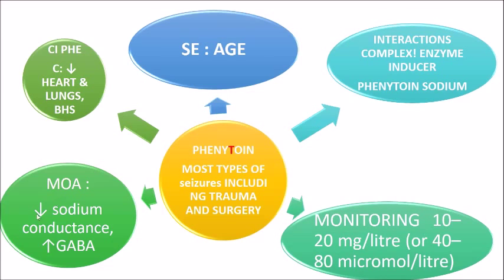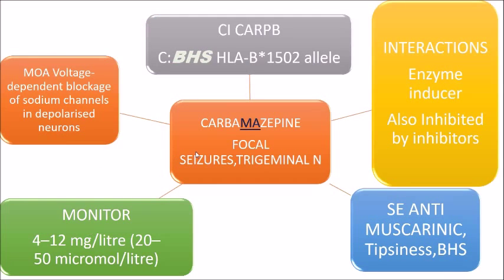So if you reduce or block the flow of sodium into the cells, then that reduces the threshold for seizures. It's also thought to increase the inhibitory GABA receptors as well. So if we go on, the third drug is carbamazepine, which is also an anti-epileptic drug.